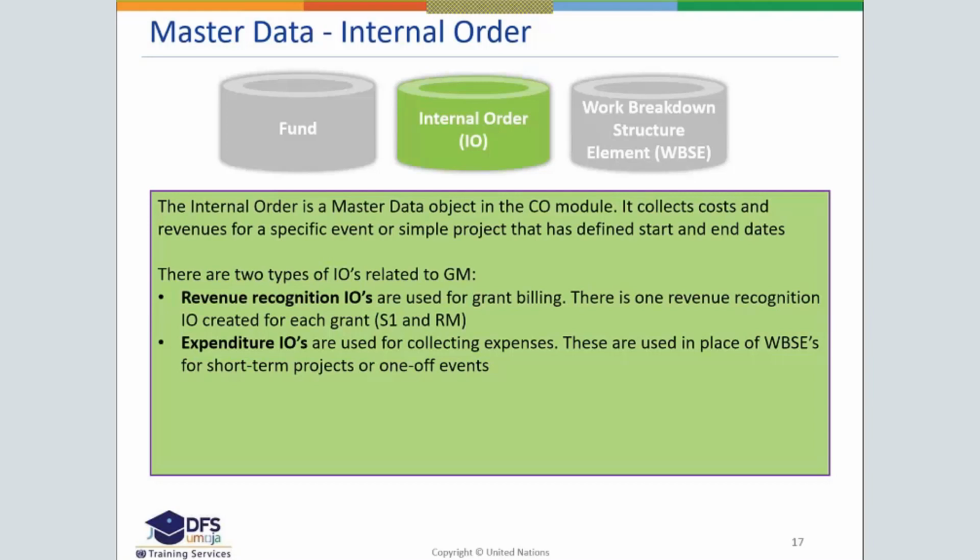And afterwards, we have the expenditure internal orders that are used for collecting expenses. They are used in place of WBSE elements for short-term projects or one-off events, for simple activities, we can say. And as you can think about the cost center, that is another cost controlling element, but cost centers are not used with grants for recording expenditures. We will use internal orders or WBSE elements. Okay?